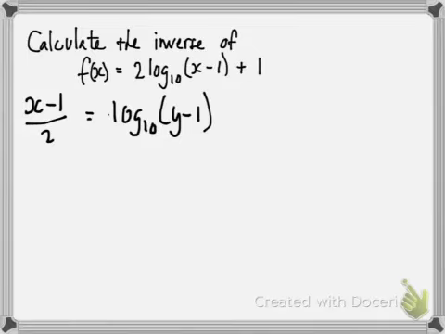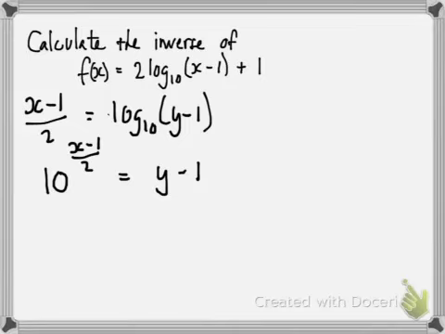Okay, so we've got it to there. Now, in the last example, we had the y locked up in an index. Here the y is locked up in the log expression, and to liberate it, we convert it to an index form. So 10 to the power of x minus 1 over 2 equals y minus 1. Okay, so we've converted it from log form to index form.